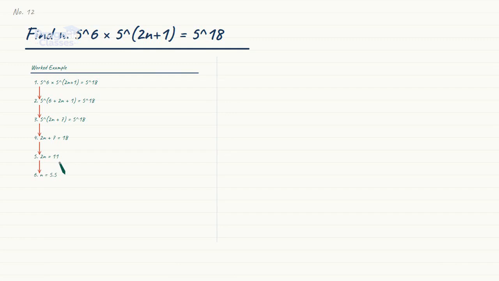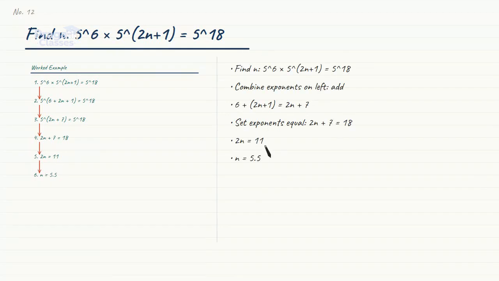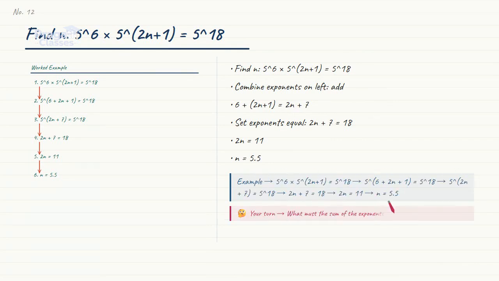We have 5 to the 6th times 5 to the 2n plus 1 equals 5 to the 18th. Since the bases are all the same, they're all 5, we can use our product rule on the left side, add the exponents. 6 plus 2n plus 1 gives 2n plus 7. So the left side becomes 5 to the 2n plus 7. Now we have 5 to the 2n plus 7 equals 5 to the 18th.